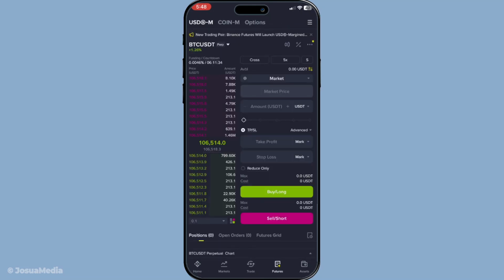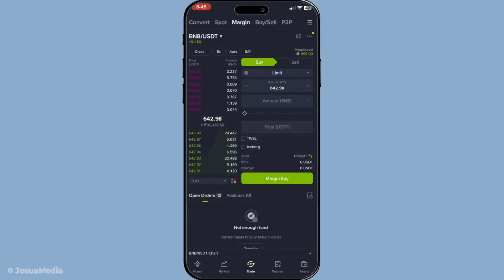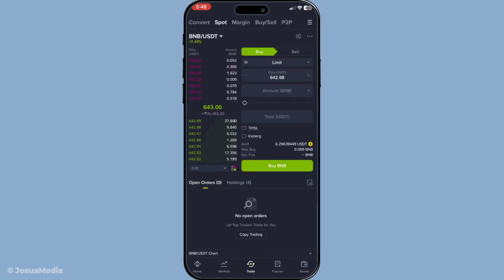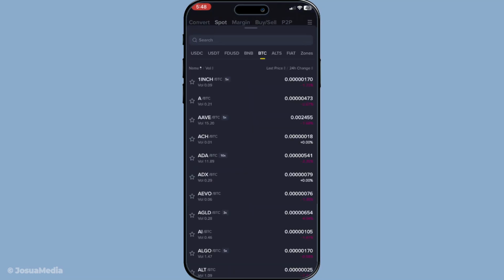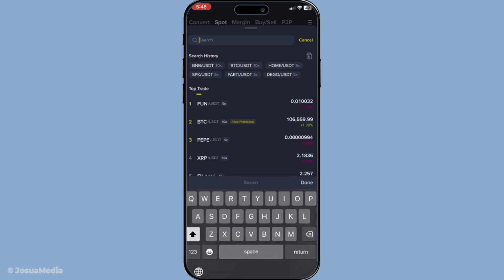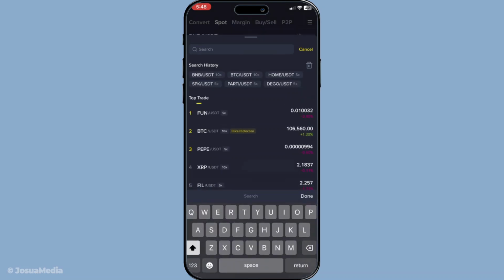Next, select the cryptocurrency you want to trade. Binance offers a wide variety of coins, so you have a multitude of choices to consider. Keep your investment goals in mind while making this decision, and perhaps do some quick market analysis if you haven't already. Once you've made your selection, you'll see the options to buy or sell.